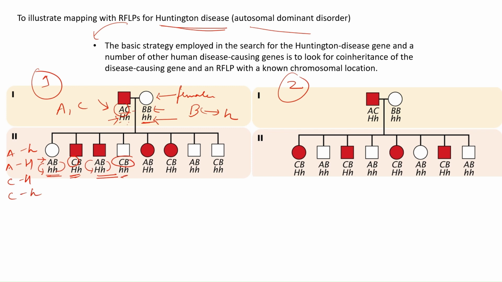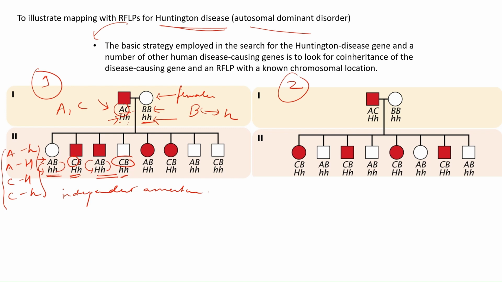Small h. So that means here the RFLP gene position is not linked with the particular disease. That means these two genes are independently assorting. We can see independent assortment here. So these genes are not linked together.